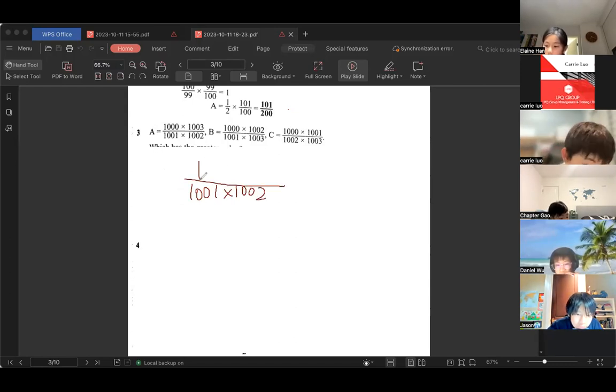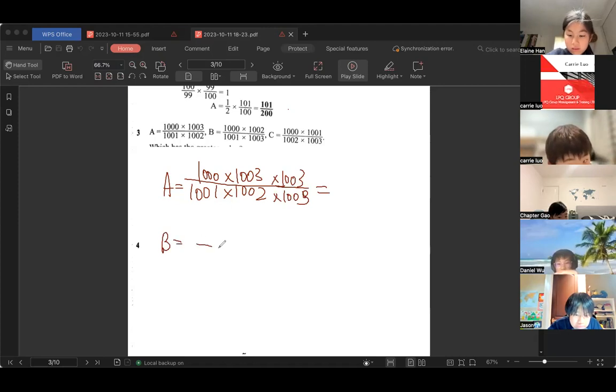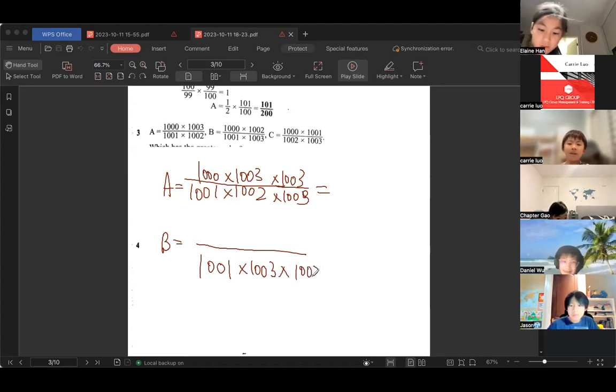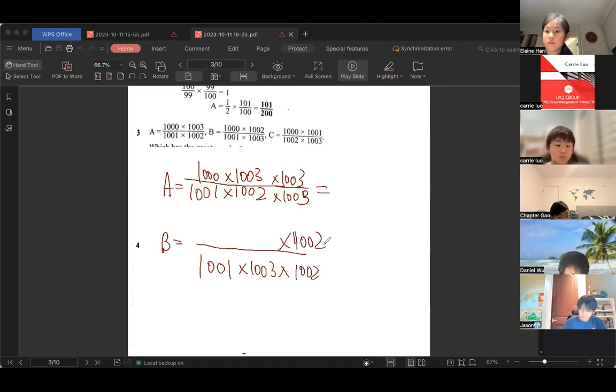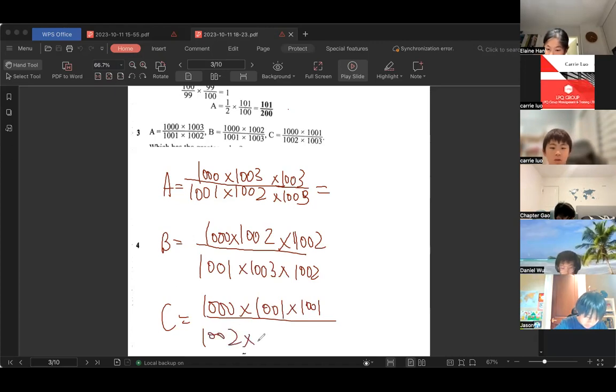In order to calculate, so for A, I'm going to do times 1003 times 1003 for the bottom. So in order to make them the same. So everybody, could you do the same thing like me do? So I'm just going to times 1002 for the B, and 1002 times 1000. C equals 1000 times 1001 times 1001 over 1002 times 1003 times 1001.